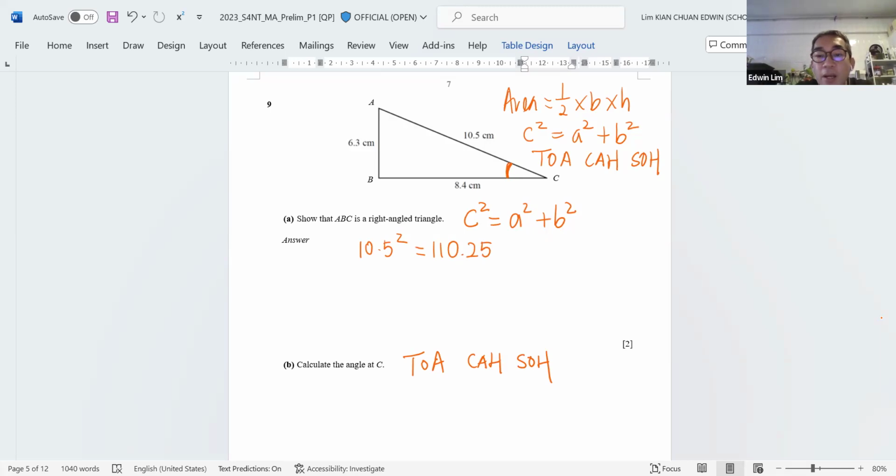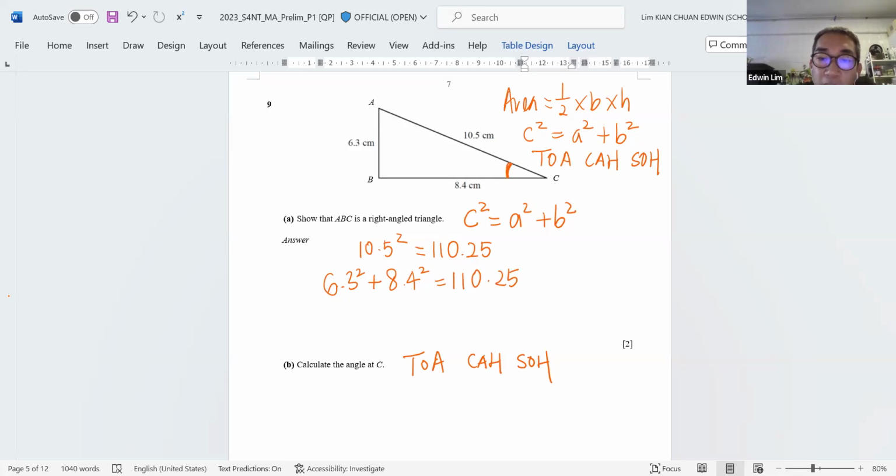Next, I will look at the other side of the formula, A square plus B square. This will be the other 2 sides of the right angle triangle. So A square plus B square, I will use the other numbers, 6.3 square plus 8.4 square. 6.3 square plus 8.4 square, I also get 110.25.